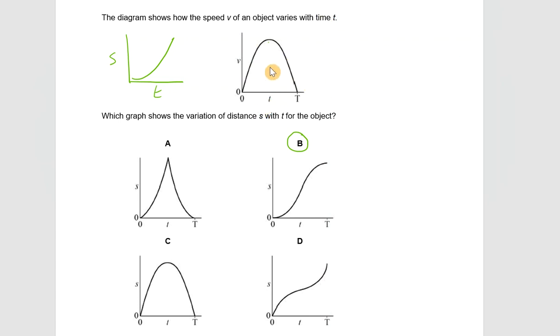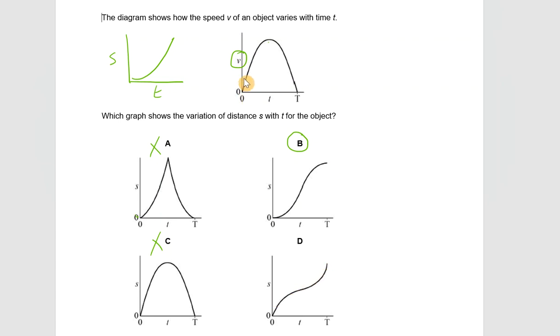Let's start with the simplest one to start with. First of all, we can see that all the time this object is moving forward. So all the time it's getting further and further away, because that velocity is always positive. So there's no way we can end up with it coming back to a starting point as shown in A or C. They're just plain wrong. So it's either going to be B or D, because B or D shows the distance increasing all the time.